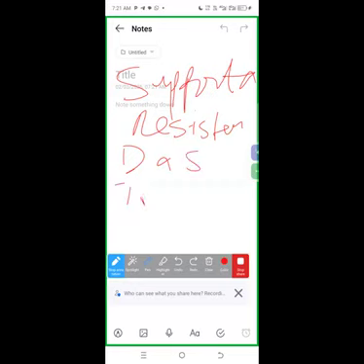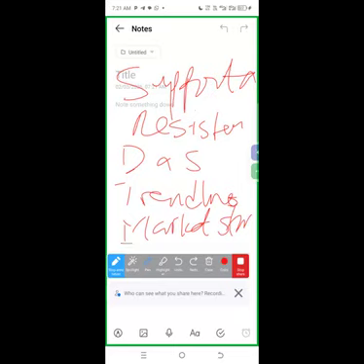Three is trend lines. So we shall study all these lessons, right? And then market structure. So that's what we are going to do this morning, market structure. Then this is for structural tools.